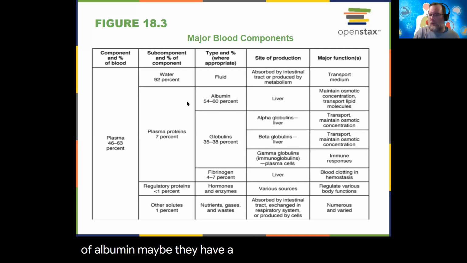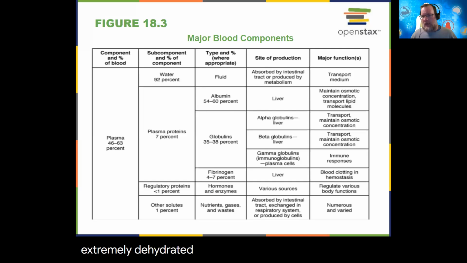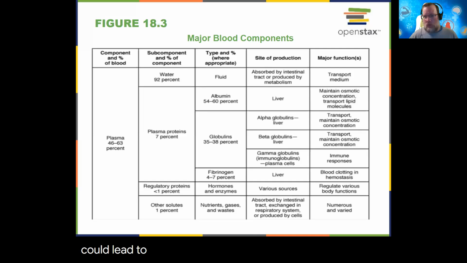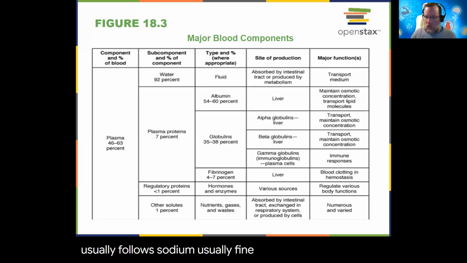Maybe they have a low albumin percentage that's creating some osmotic balance problems with the kidneys and fluid balance. So the person is extremely dehydrated because albumin typically draws water towards it. So it helps with keeping us hydrated. If we have really low albumin levels, that could lead to losing water, because water usually follows albumin. It usually follows sodium. It usually follows chloride ions. So that's what water is doing.